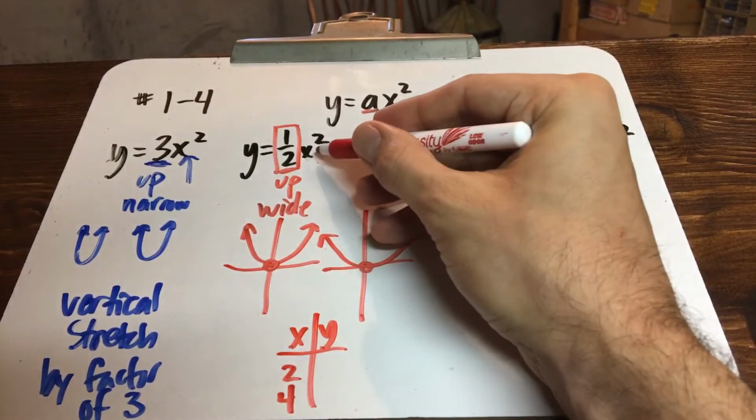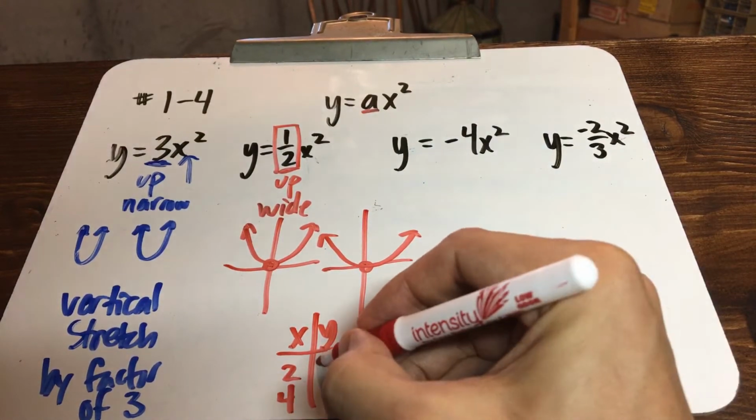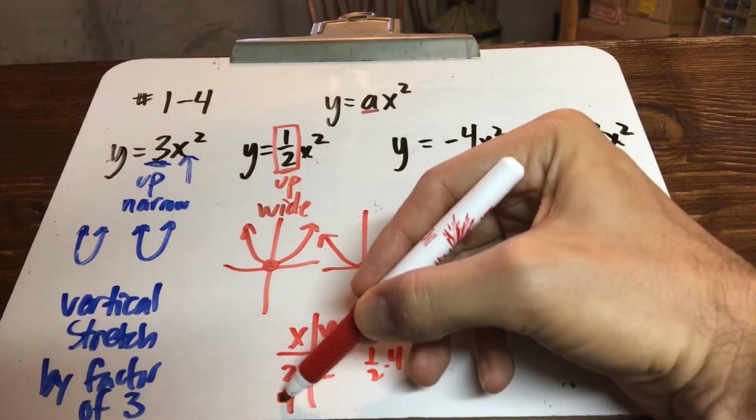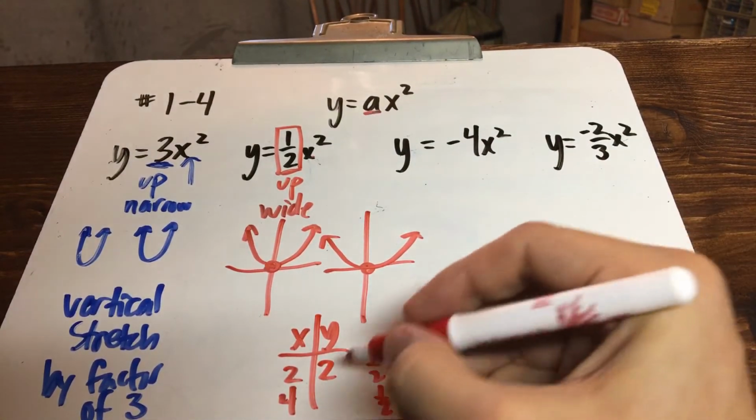And then just plug it in up here. 2 squared is 4, so that would be 1/2 times 4. Half of 4 is 2. If I wanted to try again, and I put 4 up there, 4 squared is 16. So I would do 1/2 of 16. Half of 16 is 8.